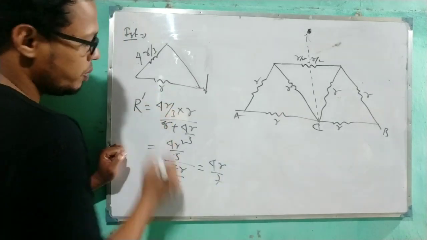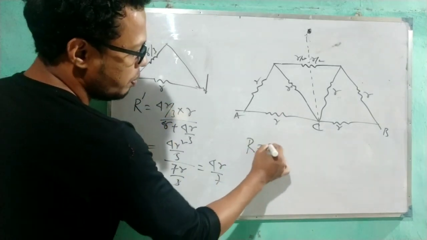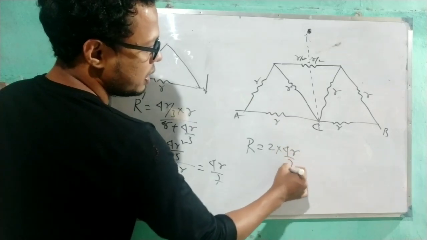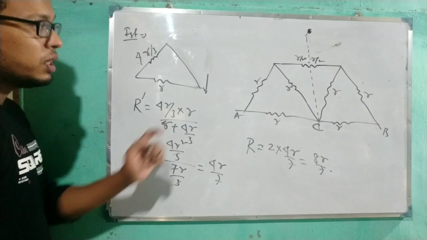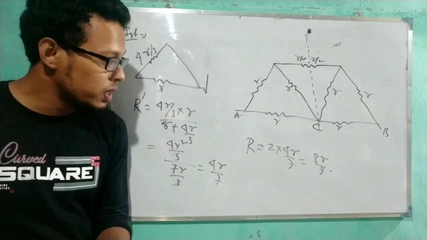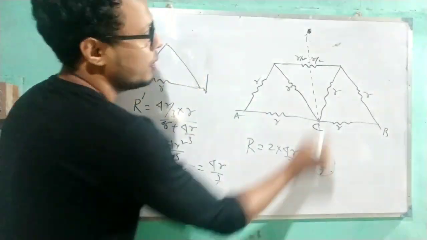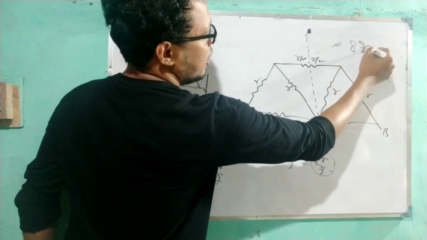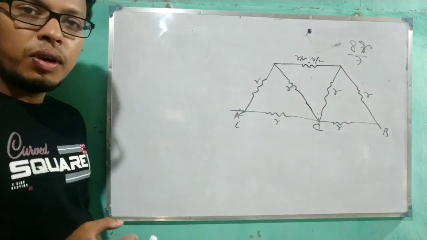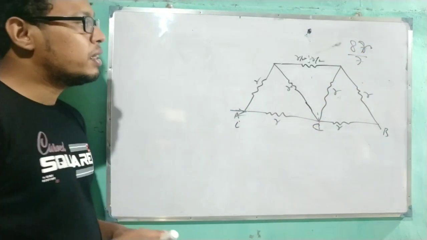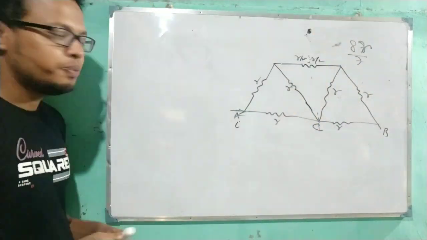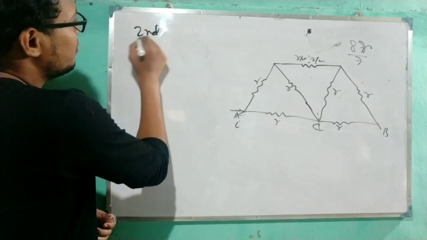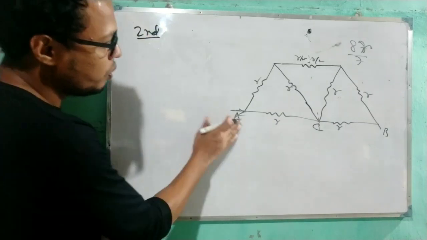So total, this will be R, and total R will be 2 into 4R by 7, which we will get 8R by 7. Now see, in the another method also I will show this 8R by 7 will come. Now the answer came 8R by 7. Now I will use the another method by which the result will come also 8R by 7. Look, second method. So in second method, what will we choose?